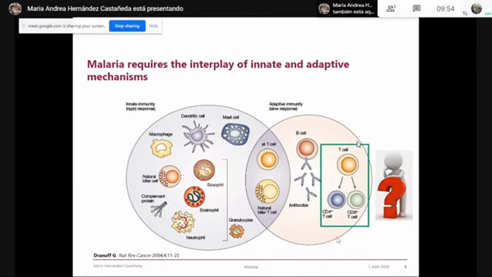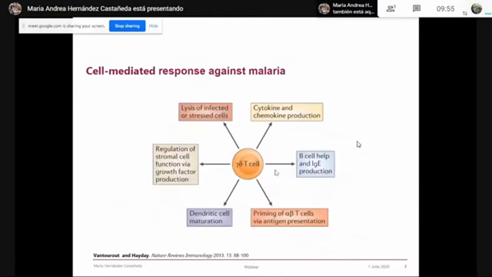It has been shown that there is a particular subset of T lymphocytes that bear the gamma delta T cell receptor, and it has been demonstrated to be important in defending the host against a broad range of infections. This is achieved through 6 main mechanisms. So these gamma delta T cells can produce a diversified set of cytokines and chemokines to regulate other immune and non-immune cells.